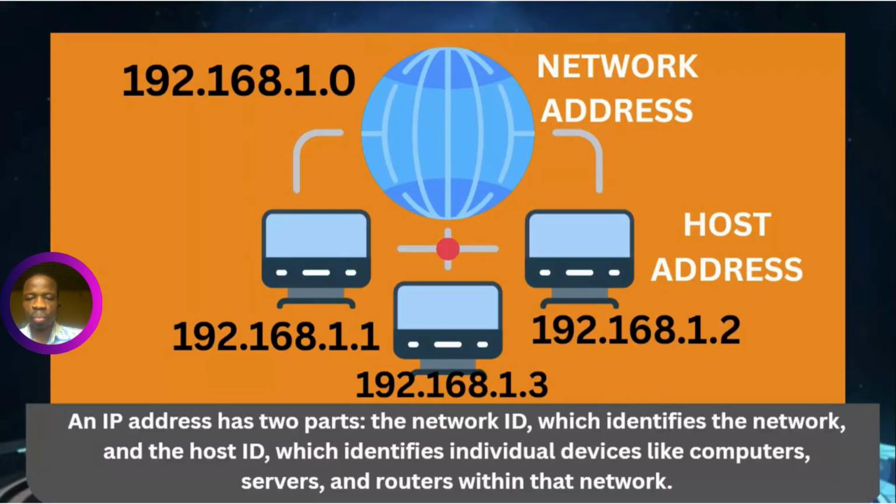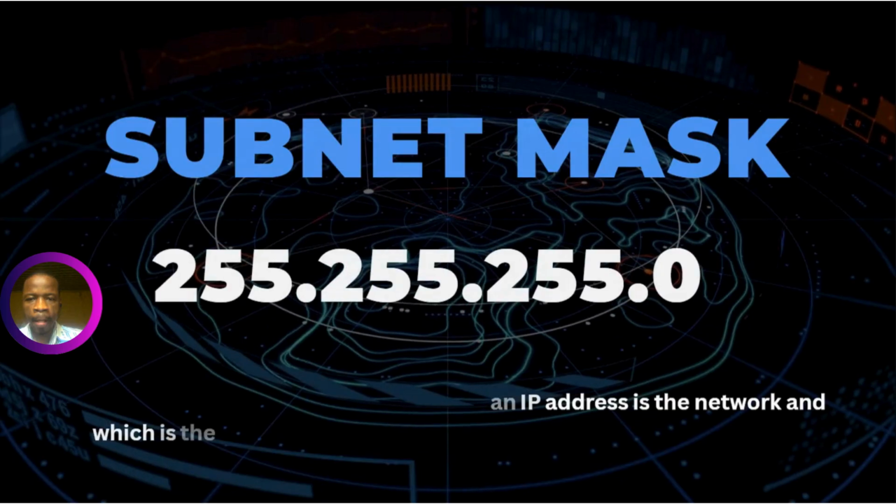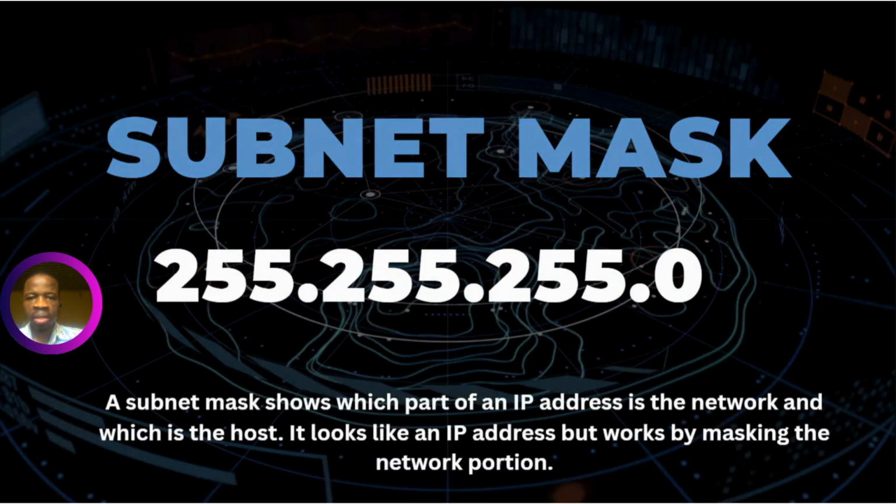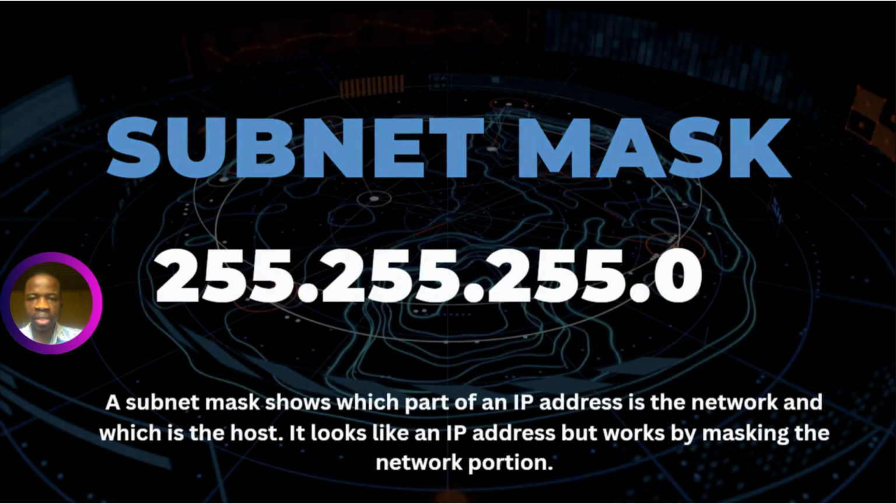An IP address has two parts: the network ID, which identifies the network, and then the host ID, which identifies individual devices like the computers, servers, and routers within that same network. Now, which is the subnet mask? The subnet mask shows which part of an IP address is the network and which is the host. It looks like an IP address, but works by masking the network portion. Like in this particular example, you have 255.255.255.0. This is an example of a subnet mask.